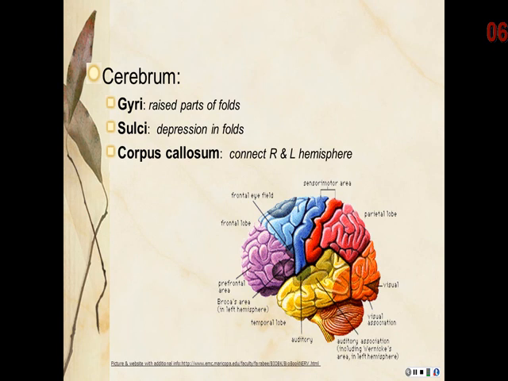Every bump and groove on the cerebrum has a specific name and purpose. The gyri are the raised parts of the folds, while the sulci are the depressions in the folds. There are two halves of the cerebrum, or cerebral hemispheres, joined by a band of fibers called the corpus callosum. This allows communication between the right and left hemispheres, which is going to be important since they are slightly different in their functions.